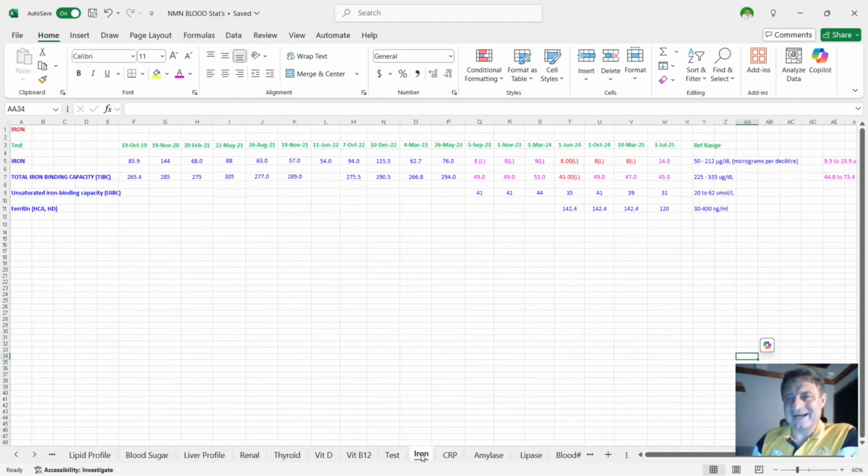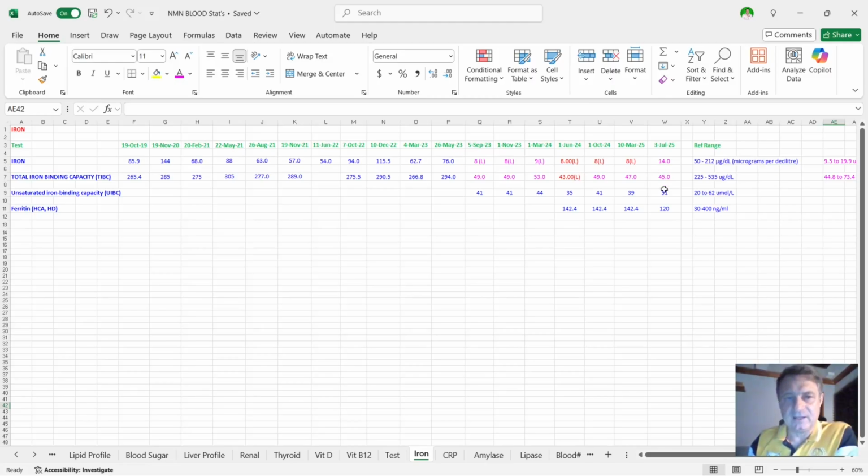Moving on to my iron, you can see here that since June of 2024 up until March of 2025, mine was low. I have started taking an iron supplement. I'm also trying to take as much parsley as I can. It's now 14.0. The reference range is 9.5 to 19.9, so well above the 9.5, well out of the danger zone, if you like, or the low iron levels.